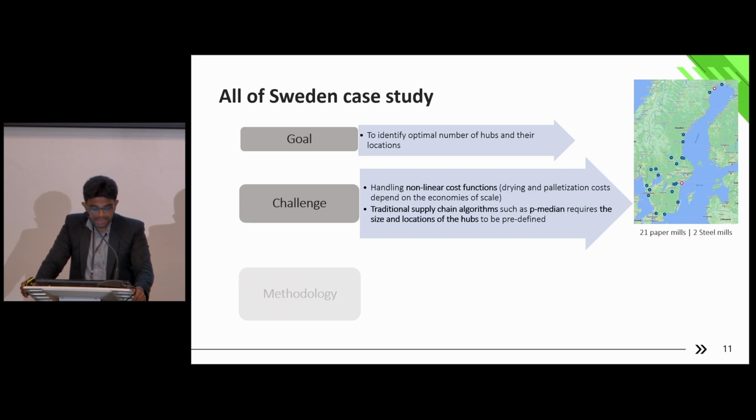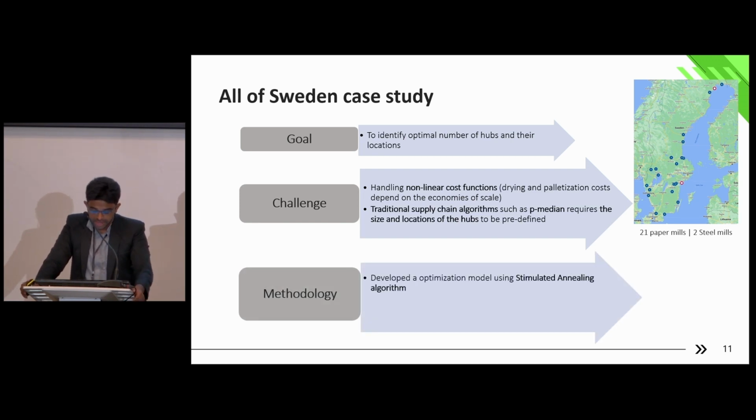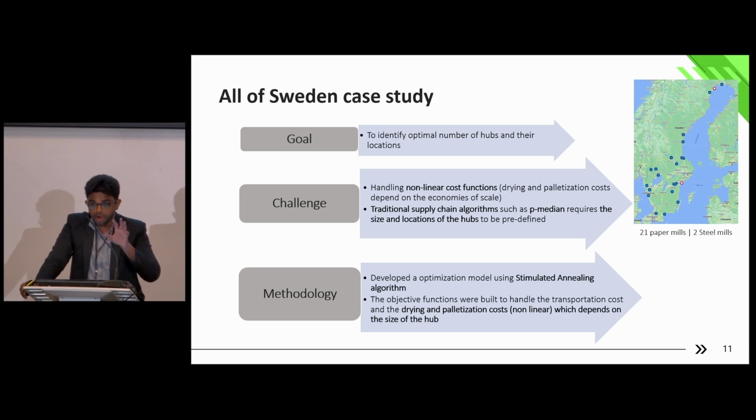So that was the challenge, and the methodology or the solution which I developed was I used a different algorithm called simulated annealing. So I developed an optimization algorithm using simulated annealing, and the objective function of the algorithm contained the transportation cost, processing cost for drying and pelletization, and also the size of the hub. So depending on the size of the hub, internally within the iterations, it optimizes the best conditions.